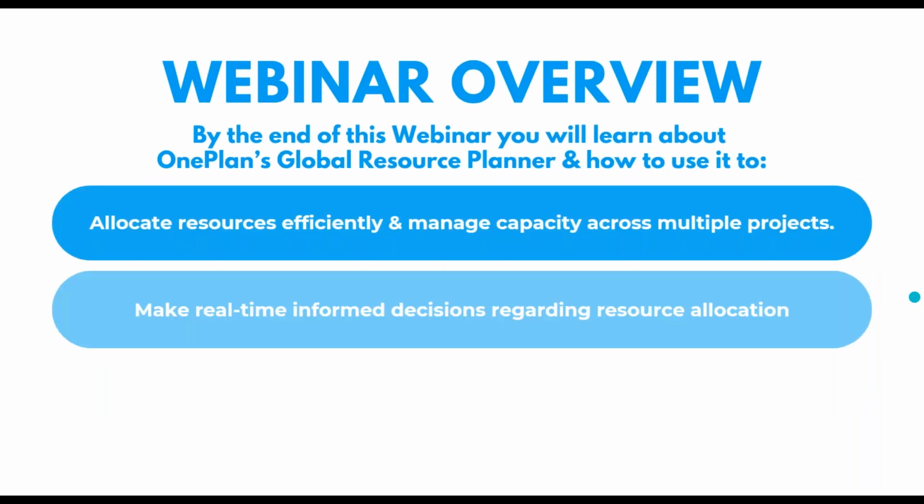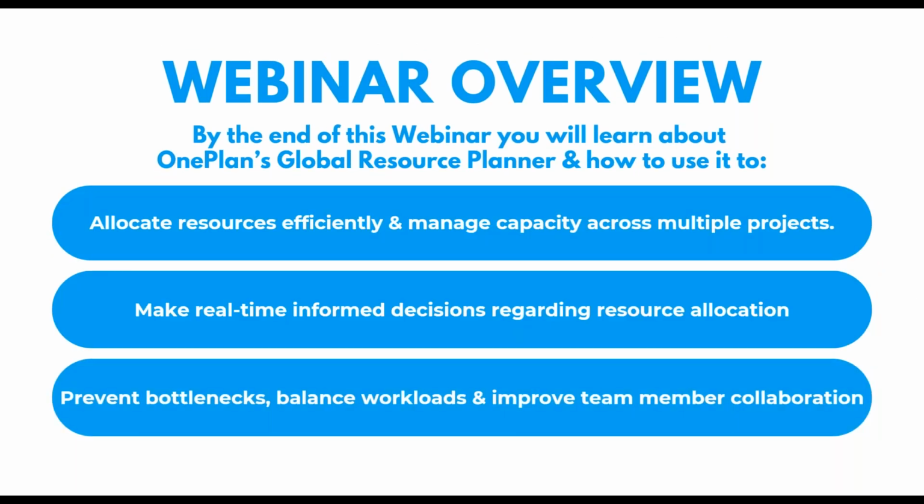All right, so as I said, today we're going to be discussing the OnePlan Global Resource Planner, which is a tool designed to help organizations allocate resources efficiently and manage capacity across multiple projects, which many of you have mentioned is an issue that you run into frequently in your organizations. By providing real-time visibility into resource utilization and capacity, the Global Resource Planner allows managers to make informed decisions regarding resource allocation, prevent bottlenecks, balance workloads, and improve collaboration between team members.